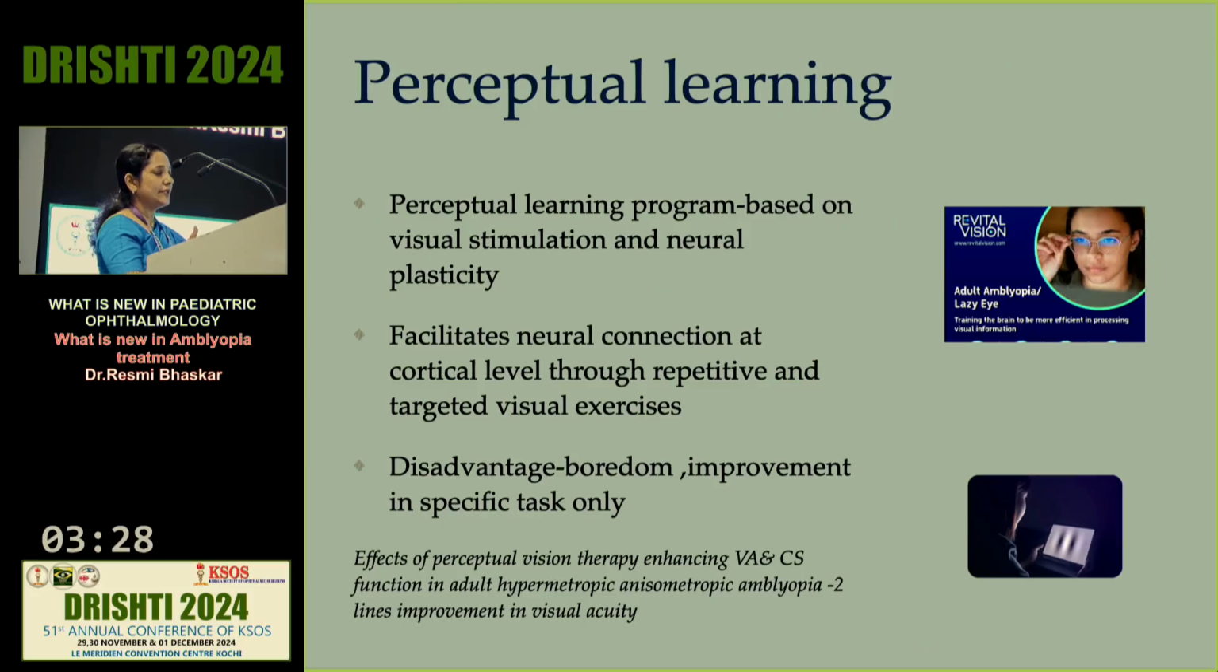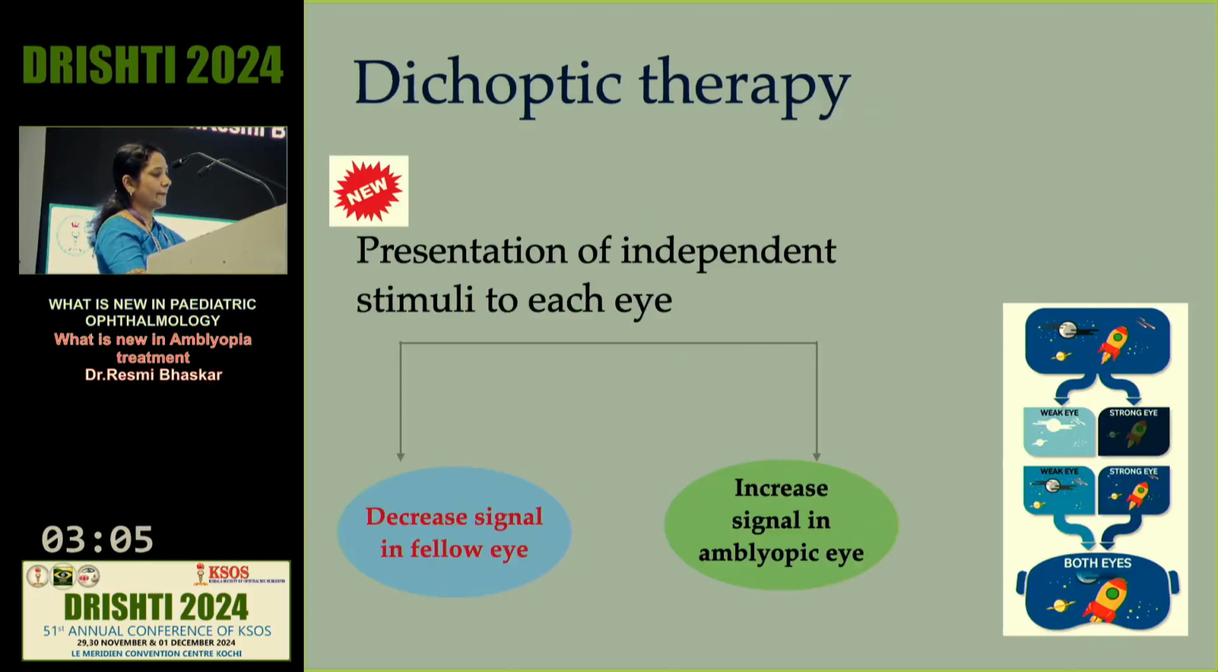Perceptual learning is based on visual stimulation and neural plasticity through targeted visual exercises. You keep on doing things like number recognition and contrast identification. When you do these repeatedly, it can cause a change in plasticity. The disadvantage is boredom. If you repeatedly do the same thing, they will get bored, and there is improvement in the specific task only. Revitalization is one such therapy, which is based on perceptual learning.